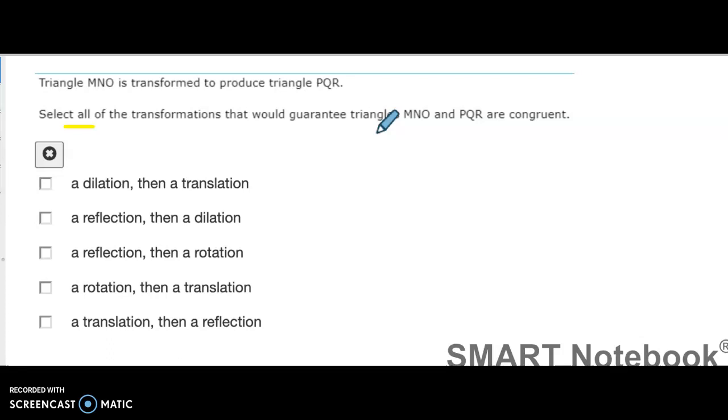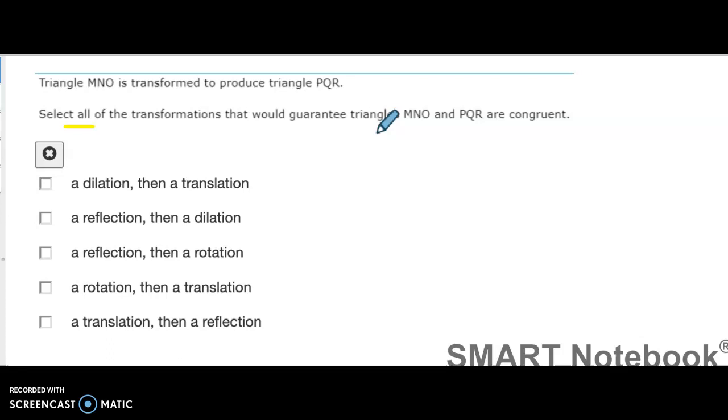A lot of people, when they see this question, the first thing they say is, how am I supposed to answer this? There's no picture. There's no graph. I don't know what triangle MNO and triangle PQR look like. And that's okay. You actually don't need those things to answer this question. What you do need is a good understanding of what the word congruent means, and you need to know which transformations are rigid motions, or which transformations result in congruent figures.